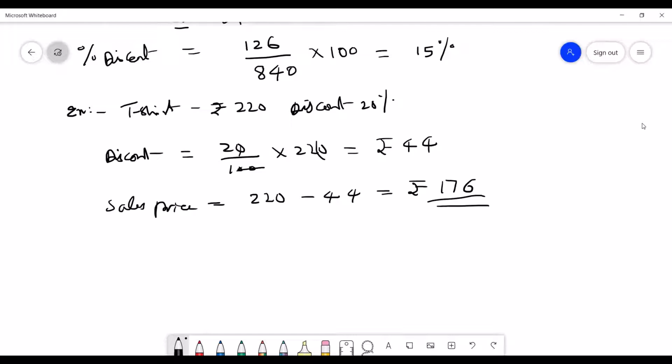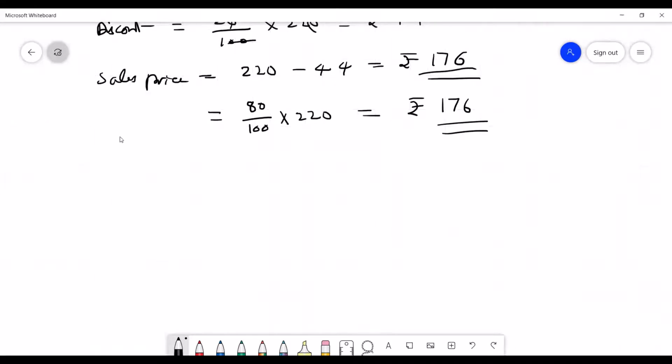20%. The same thing we can calculate in another way also. If 100 is the total price, the marked price, then we have to give only 80 rupees if it is 100, isn't it? So 80 out of 100 only we have to pay, multiplied by 220. This way also we can have 176. So this will be easier compared to the previous one.